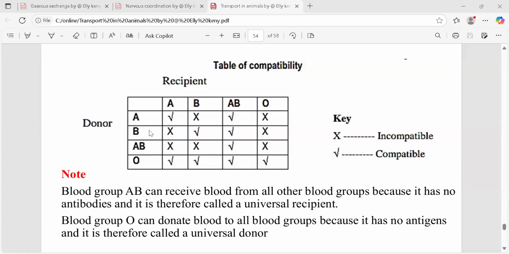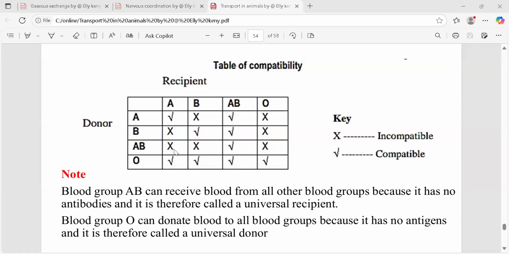And then B cannot give A simply because A produces antibody B, which fights blood group B. Therefore, that's why B cannot give A. But B can give B because they both have antigen B. B can give AB simply because there is antigen B on AB. That's why B can also give AB. But B cannot give O simply because O produces antibody A and B, which can fight B.